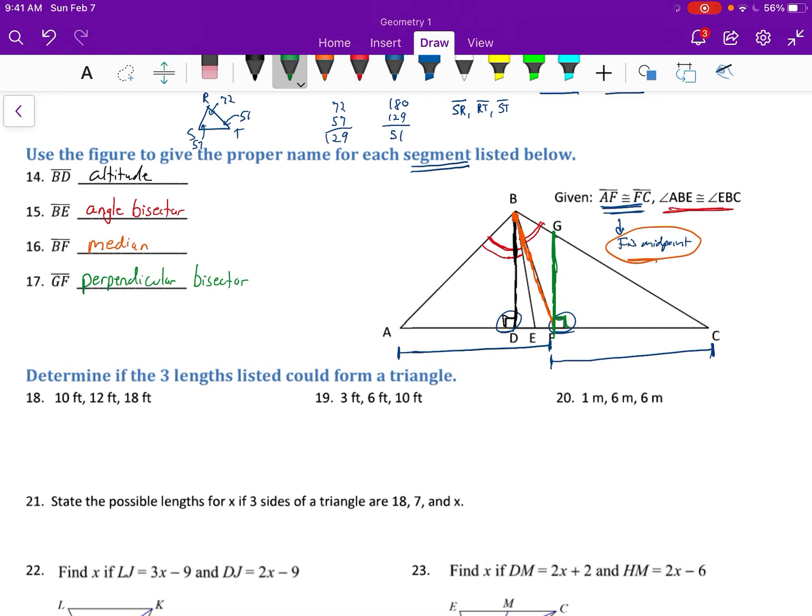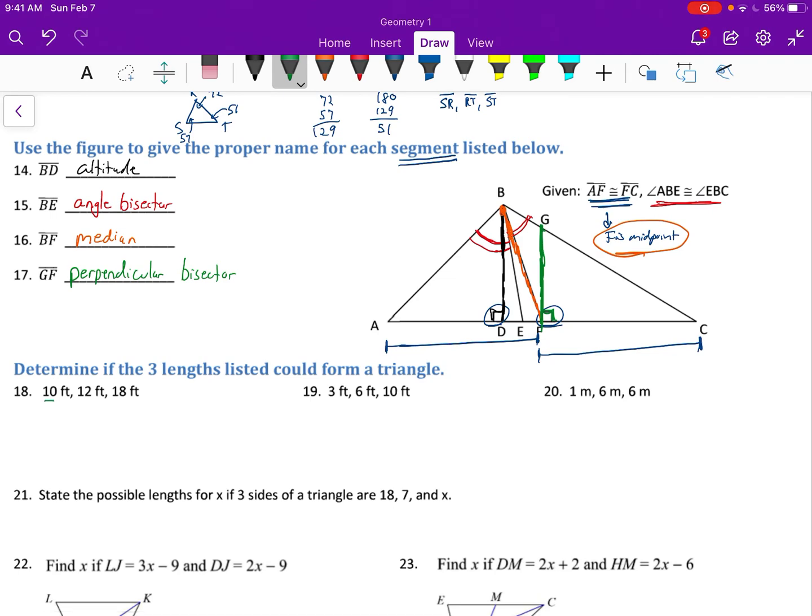All right, these next few questions, the next 4 questions, in fact, have to do with the triangle inequality theorem, which says any two sides must add to be larger than the third side. So we're going to look at these. We have 10 and 12 are smaller, 10 plus 12, and they're all in feet. 10 plus 12 is 22. 22 is greater than 18, so yes, this can form a triangle.